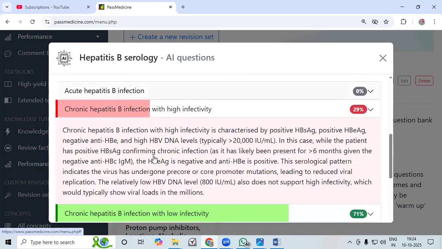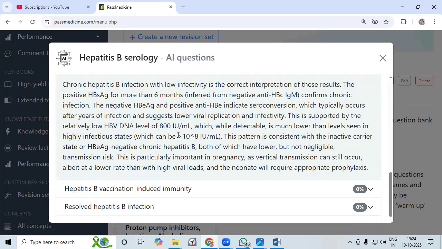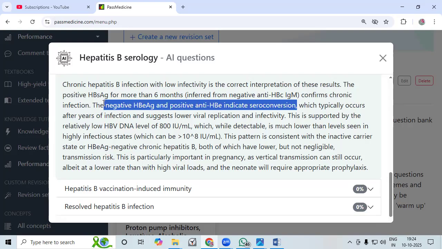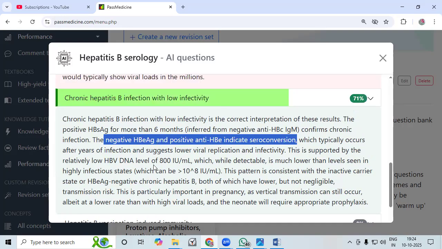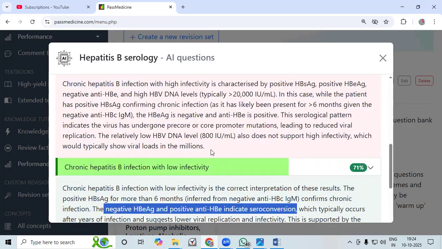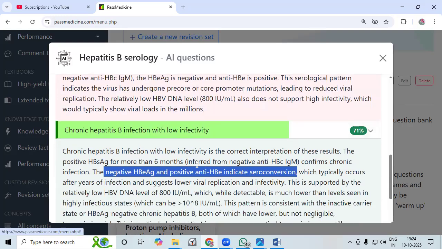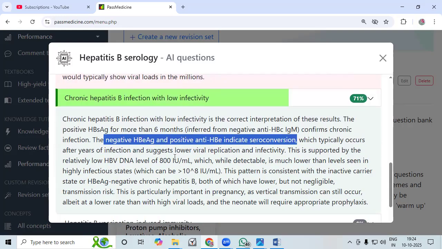Because of the DNA, and the HBsAg positive for more than 6 months, that you've got. The negative HBe antigen and positive anti-HBe indicate what? A very important concept of seroconversion. When HBe antigen is no more released in the blood, that means the virus is not going through any more replication.